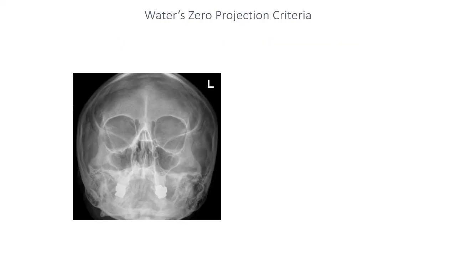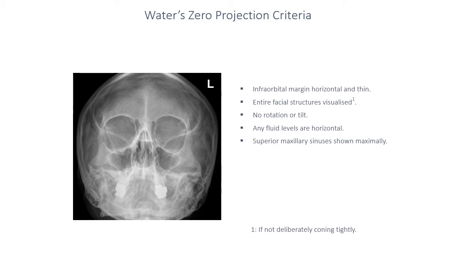The positioning of a patient for a Waters projection with a zero angulation, or the Waters zero as it is commonly known, is exactly the same as described in the sinus video previously available to you. The criteria once again match that. The infraorbital margin should be a horizontal and thin structure. The entirety of the facial structures should be visualized, so you should see everything from the top of the orbits down to essentially the bottom of the ethmoid and sphenoidal sinuses should be shown.